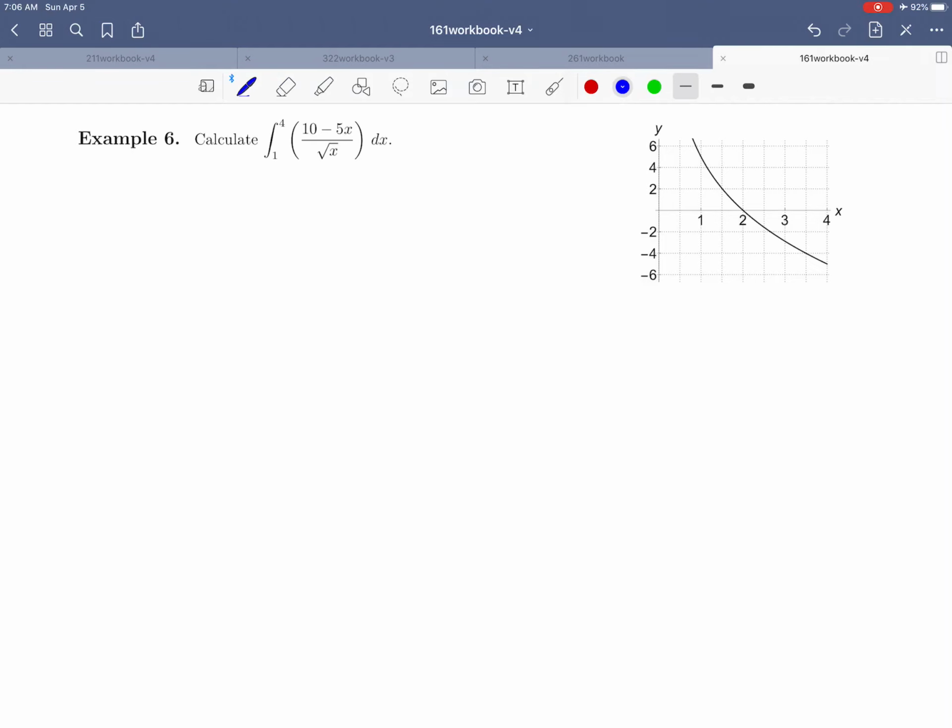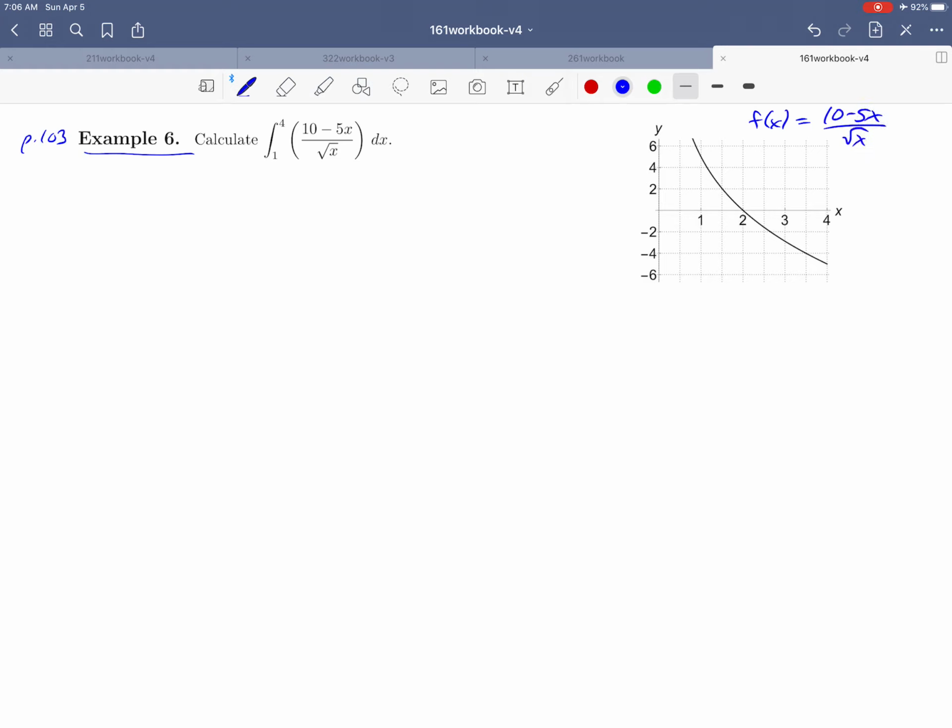Welcome everybody to example 6 on page 103 of the workbook. And this is another example of calculating a definite integral using the fundamental theorem of calculus. Now before we start this problem, I want to just point out that we've got a graph of the function that we're integrating sitting over here on the right.